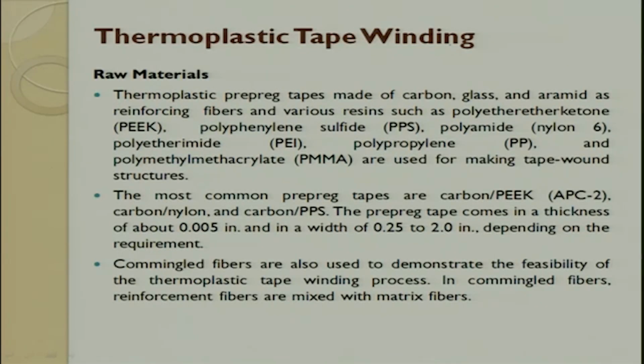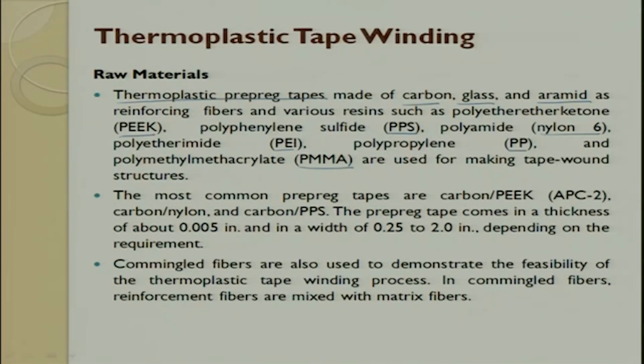So, what are the possible pre-pegs in thermoplastic tapes which are available? You can have carbon fiber, you can have glass fiber, you can have aramid or Kevlar fiber, and with the varying reinforcements, PEEK can be one, depending upon your temperature, your strength, and the fiber we use. We can choose PEEK, we can choose PPS, that is polyphenylene sulfide, and you can use polyamide, which is nothing but nylon. You can use polyetherimide, PEI, you can also use PP, polypropylene, and you can also use PMMA.